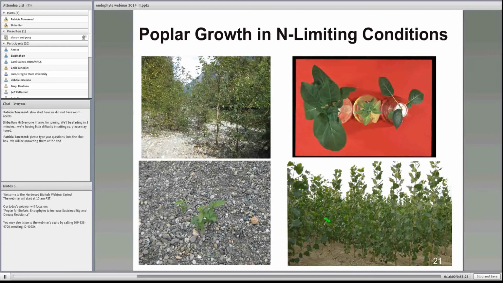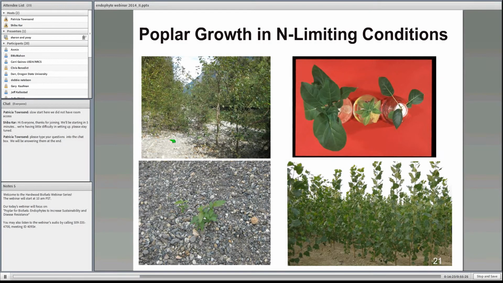So in terms of nitrogen fixation, showing if these endophytes from wild poplar are able to provide this necessary nutrient to the plants, we can see in wild poplar, of course, that it's able to grow without any fertilizer and without any soil, any organic material. So they're thriving on nothing but rocks.